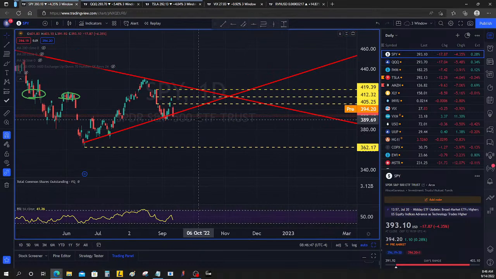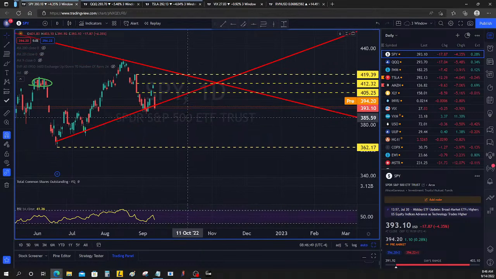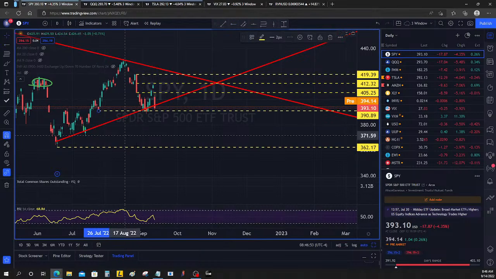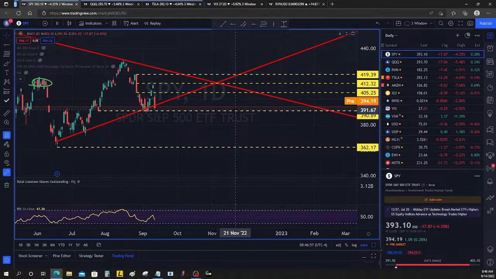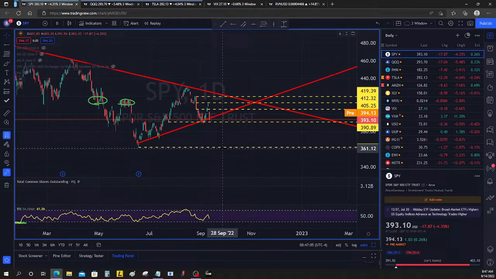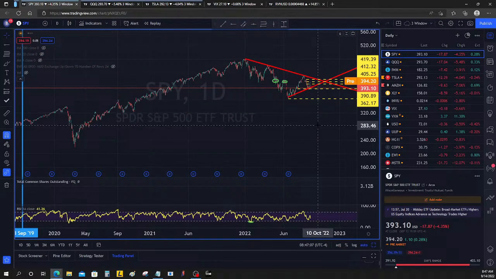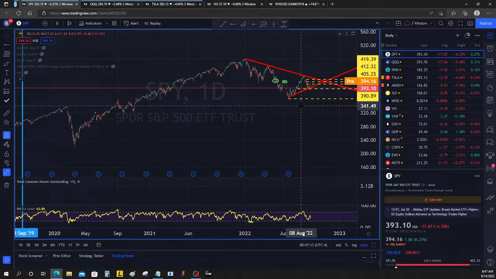So I'm bearish. The next level really to watch here on the S&P is below 390.89. A breakdown below that and confirmation below that means 362 is going to come into play, and then after 362, we're looking back here at 320, so yeah, there's a lot of price action happening.